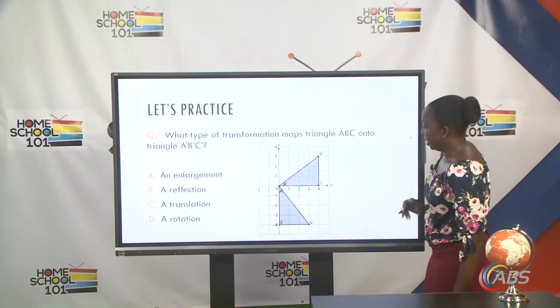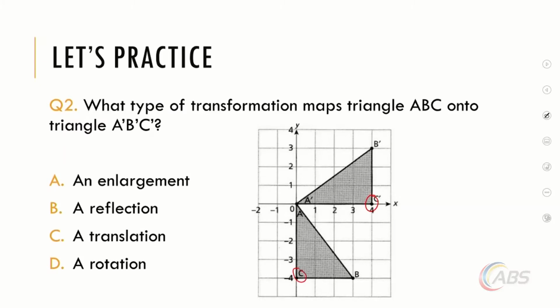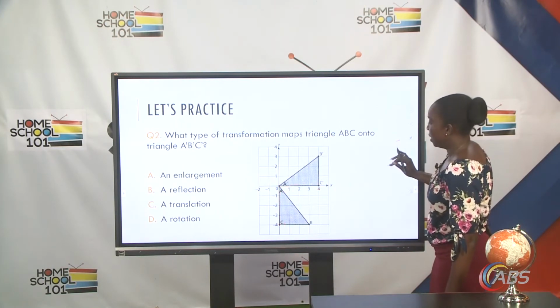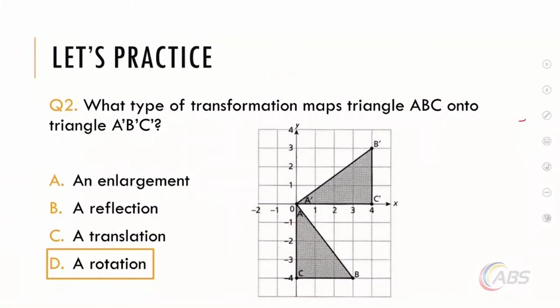Or if we looked at C prime and C, it goes up this way. Notice it is a right angle as well, right? So we know that this is a rotation, and specifically a 90-degree rotation.